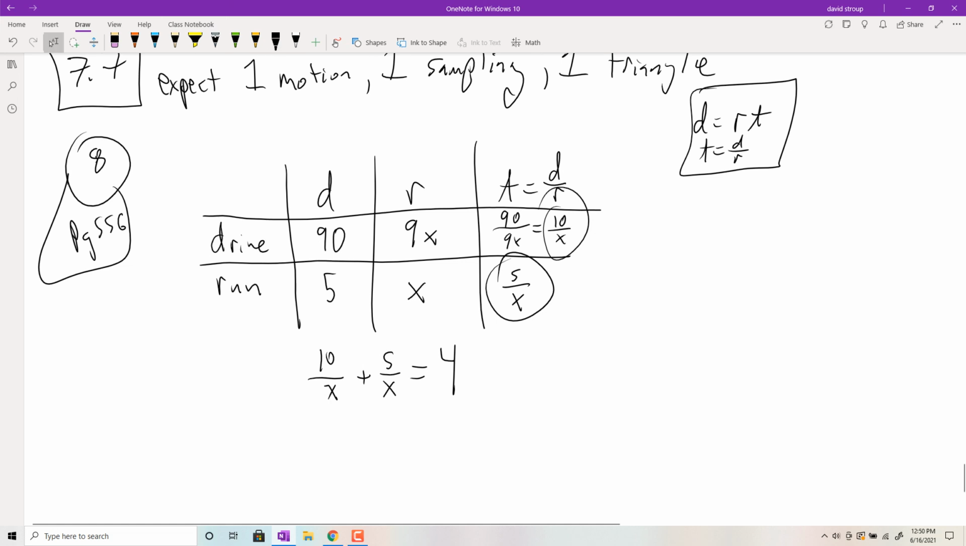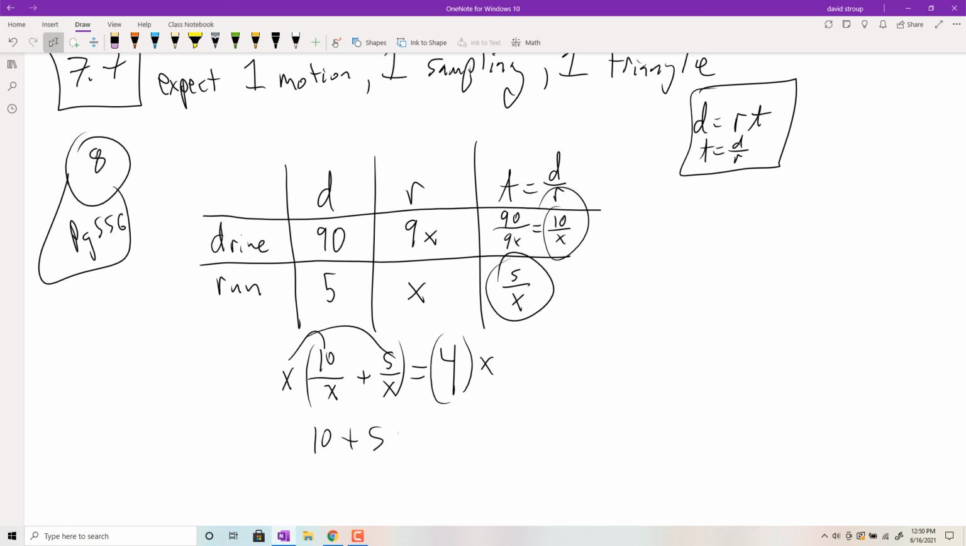Please write up your answer in a full sentence. Anyways, the LCD in this case is x. So now multiply both sides by x. Distribute. So you get 10 plus 5 equals 4x. So 15 equals 4x, and then that implies x equals 15/4.